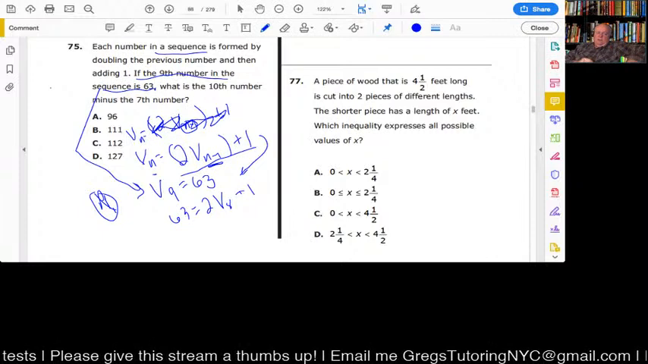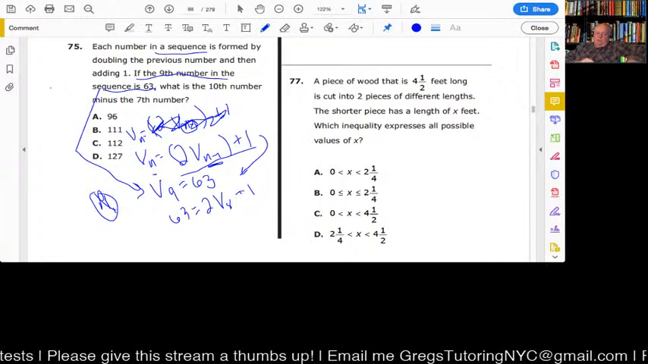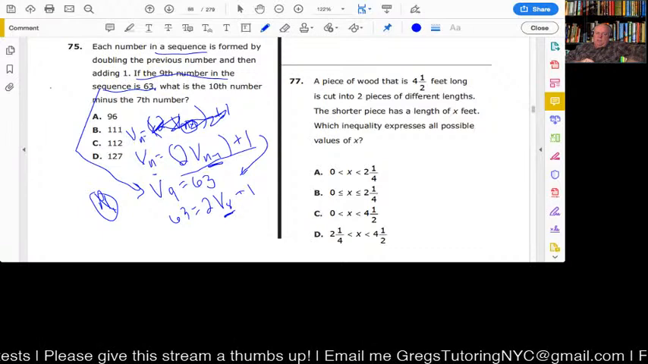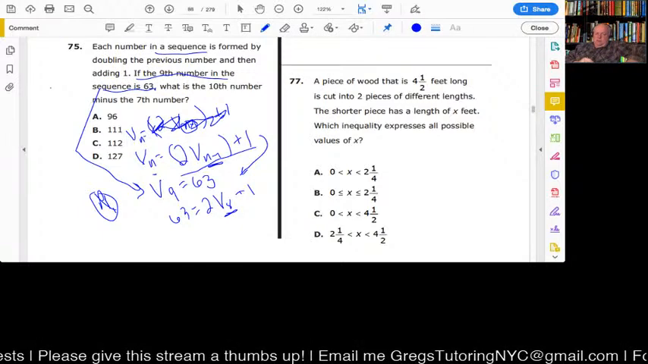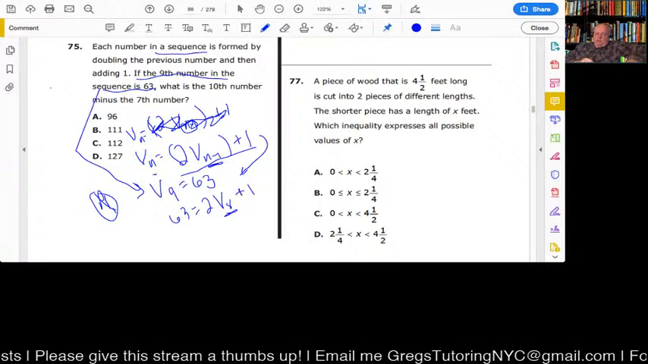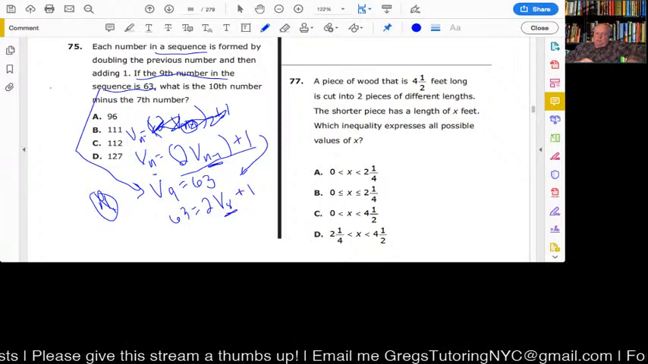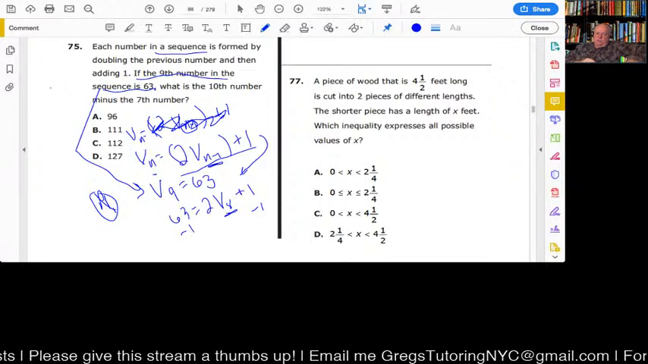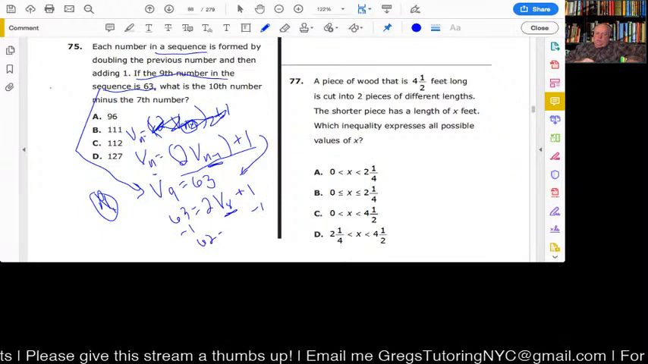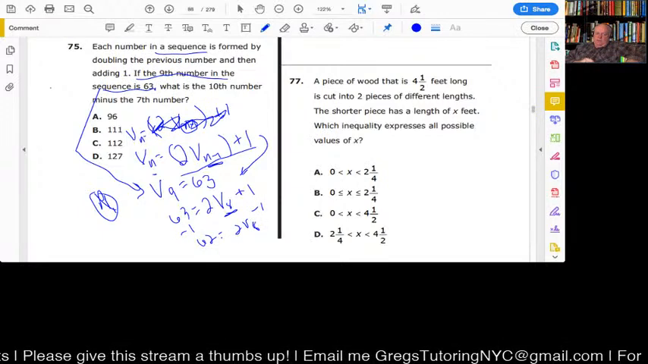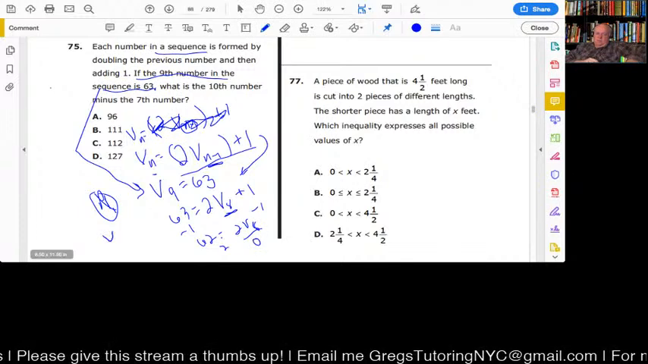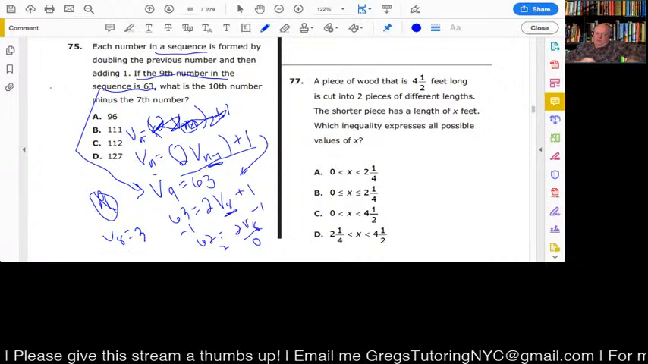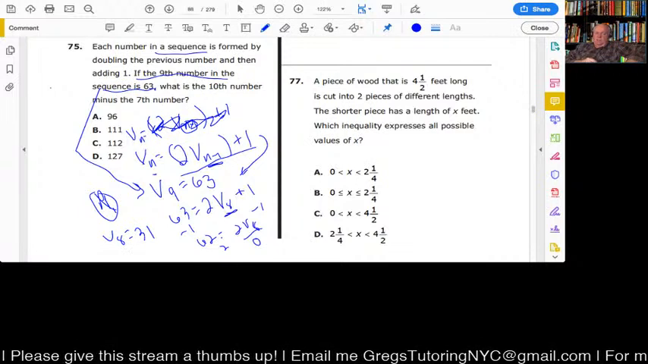Okay? So now we're solving for x. In this case, our x is called V8, right? So now it's just regular algebra. We're going to subtract 1 from both sides. So we're going to get 62 equals 2 times V8. And then we're going to divide each side by 2. And therefore, V8 is equal to 31. Okay? It wants the 7th one.